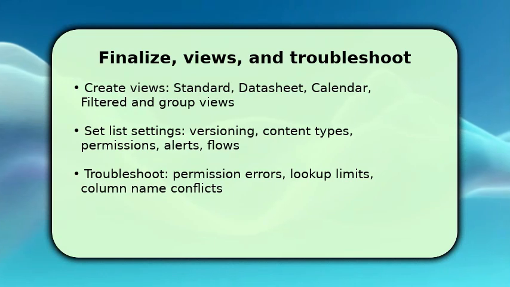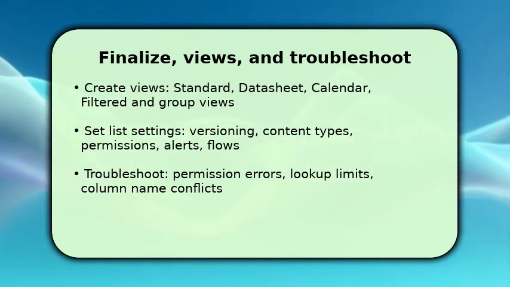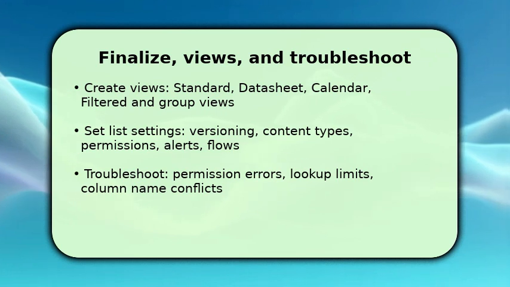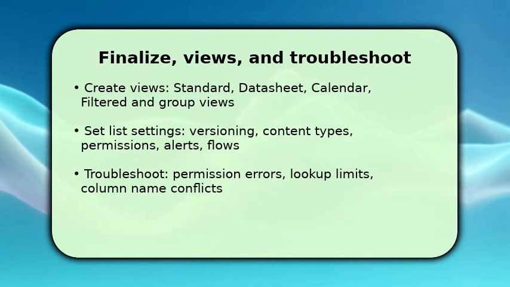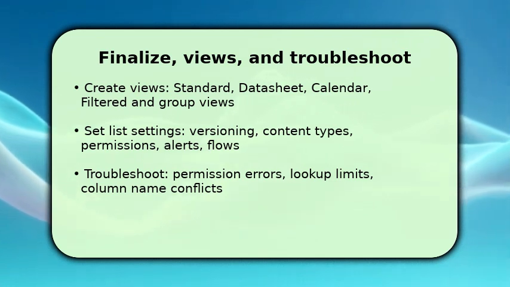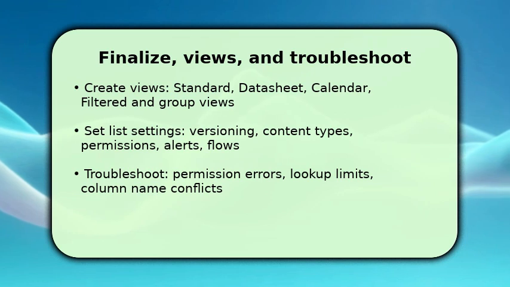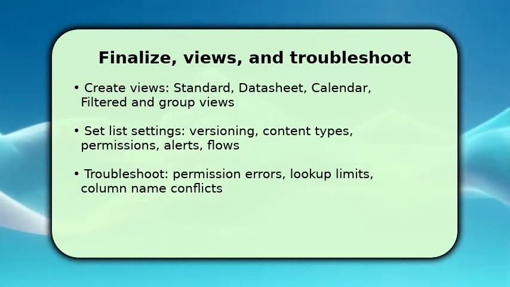You finish by creating views that match user needs: standard list, datasheet for bulk edits, calendar for dates, and filtered or grouped views for quick filtering. Then configure list settings like versioning, content types, item-level permissions, alerts, and Power Automate flows. Finally, test by adding items and verifying permissions.